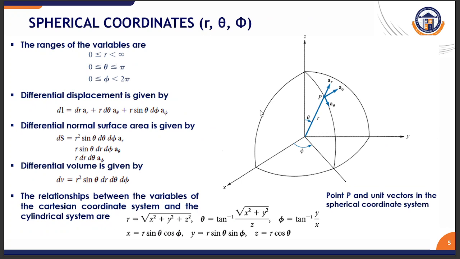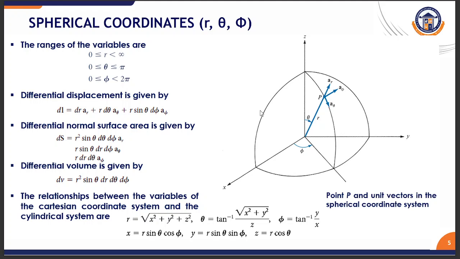The next one is the spherical coordinate system. The spherical coordinate system is used for problems with point symmetry, such as calculating the radiation from a small antenna or the field of a point charge. Here the variable definitions involve r, theta, and phi. R is the radial distance from the origin, and r varies from 0 to infinity. Theta is the co-latitude angle, measured from the positive z-axis, and theta varies from 0 to pi. Phi is the azimuthal angle, the same angle as in the cylindrical coordinates, and it varies from 0 to 2 pi.